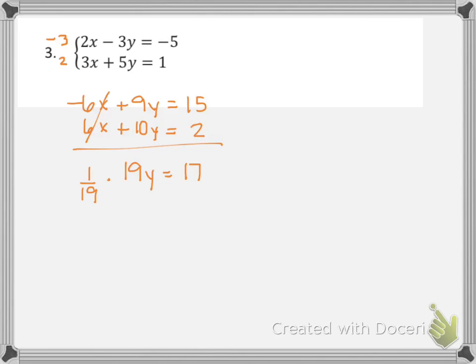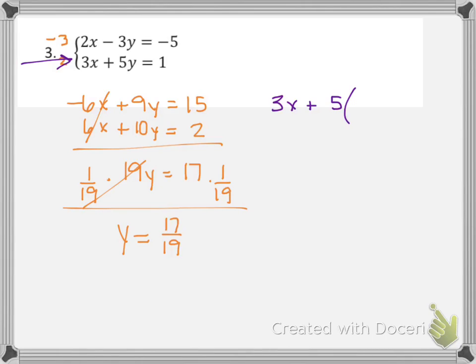Okay, multiply by reciprocal, and the 19's go away. We get y equals 17/19. Ugh, that's ugly. All right, and then I'm going to go back to one of my original equations. This time I think I'm going to use the second one. So I've got 3x plus 5 times y, which was 17/19. And that's equal to 1. All right, so I have to figure out what 17/19 times 5 is. Well, that's 85/19.